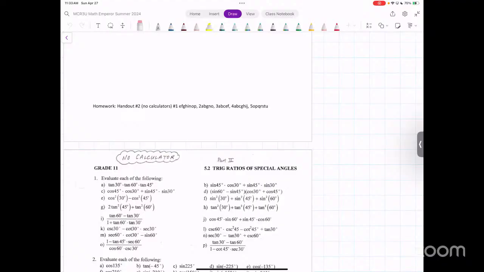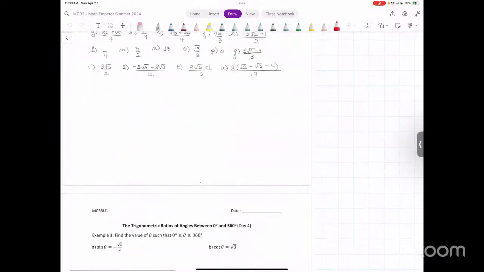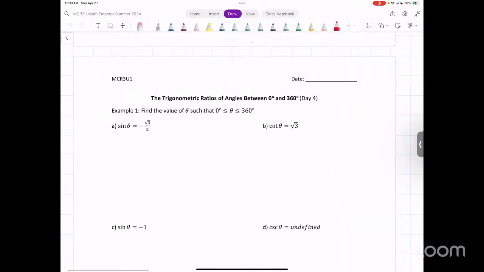All right, so we are working on finding the special value, special angle. But I'm going to continue my lesson today. How we should be able to find or solve for the unknown angles if the ratio is given. So that is something I'm going to get started with. The trigonometric ratio of angle between 0 and 360. It's called solving for trigonometric equations. So we're going to see how we should be able to do it.